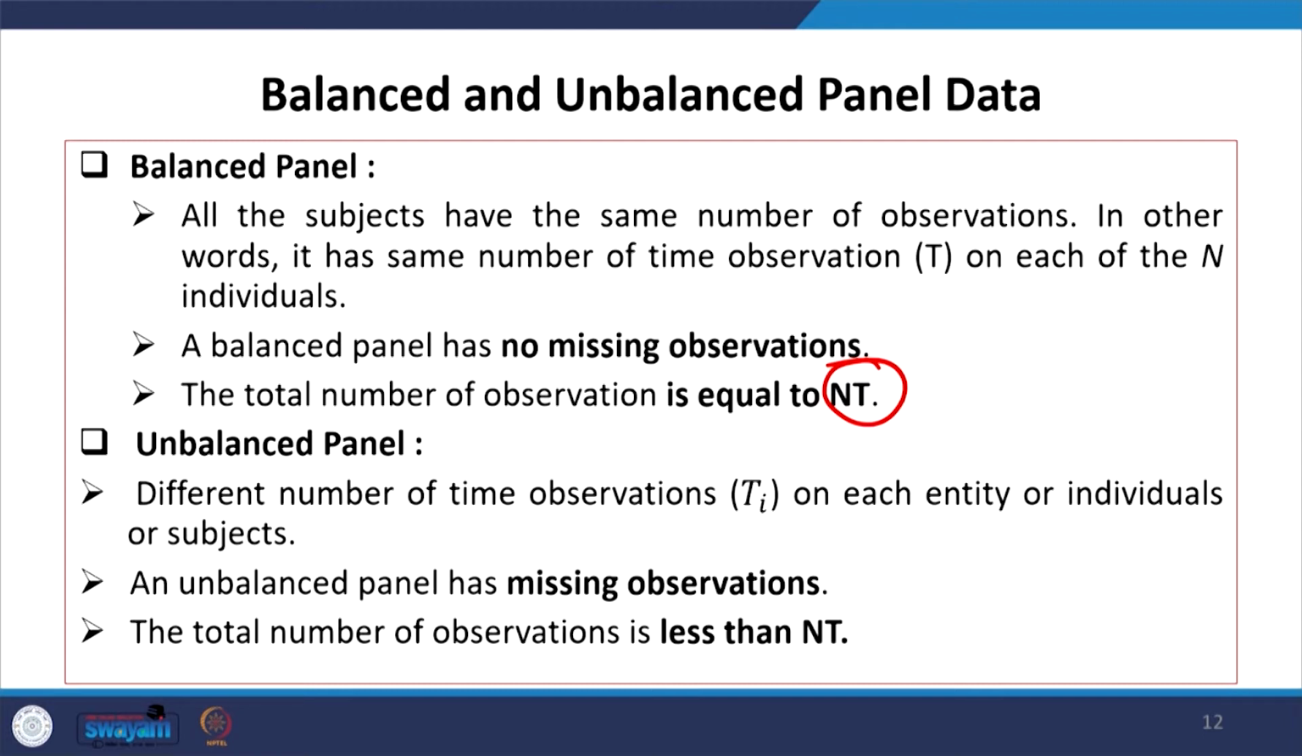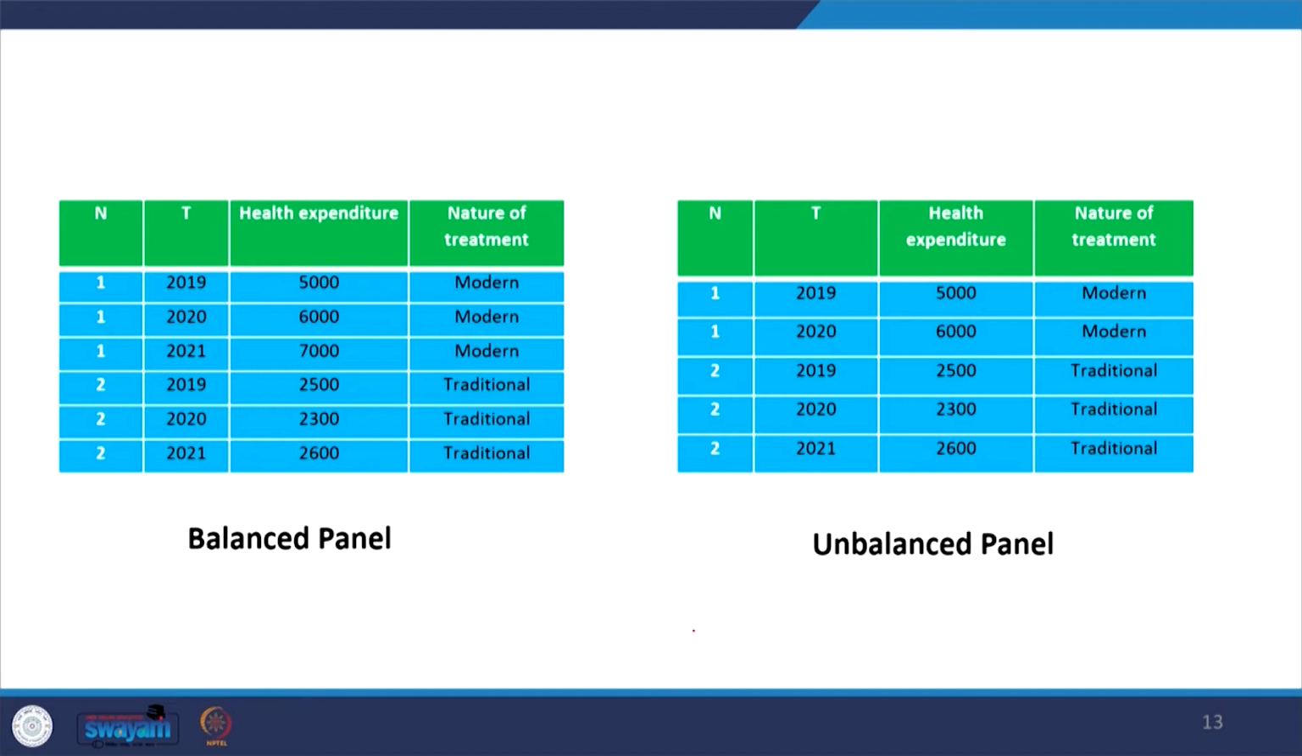The second one is called an unbalanced panel. Obviously the other side is true: there must be missing observations, and not all n observations across time are available. That means a different number of time observations on each entity, individual or subject. An unbalanced panel has missing observations for sure. The total number of observations is of course less than NT, the total dimensions of the panel. Here is an example to clarify a balanced panel and an unbalanced panel.